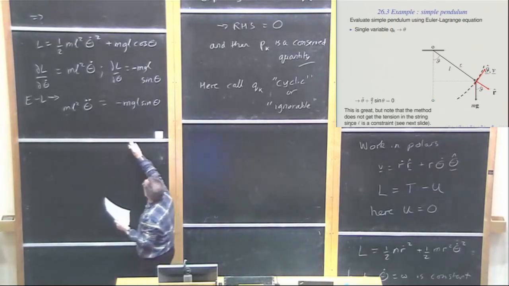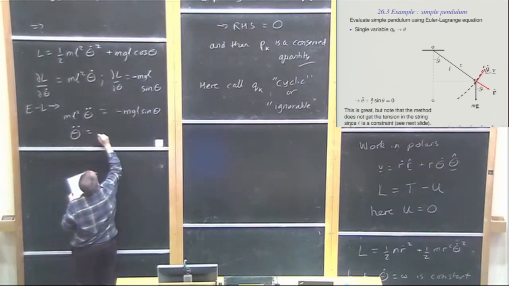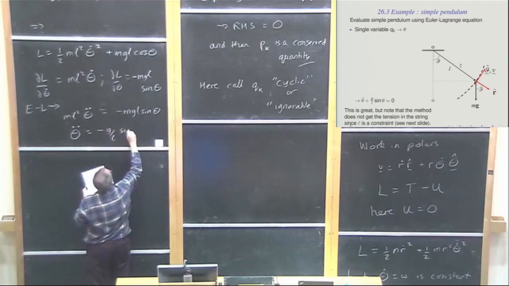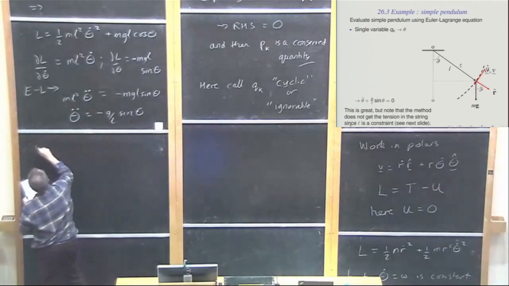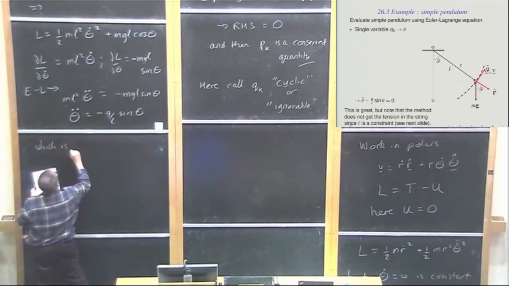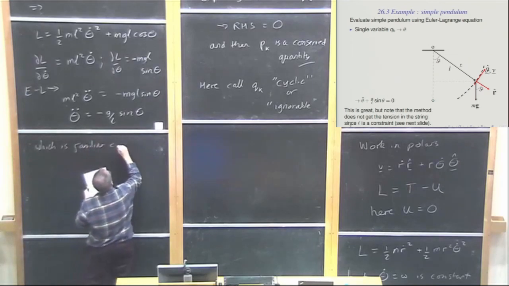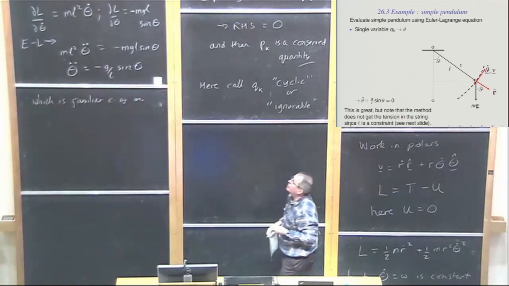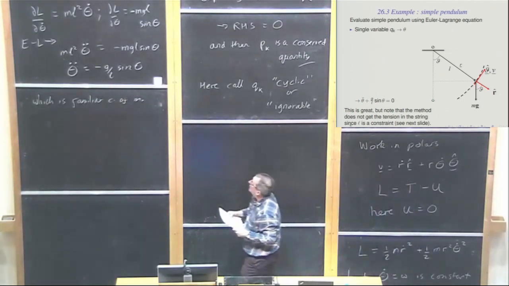So this looks very familiar. θ̈ equals minus g over L sin θ, which is the familiar equation of motion, but derived here using the Lagrangian approach, which I think you'll agree is very direct and effective.